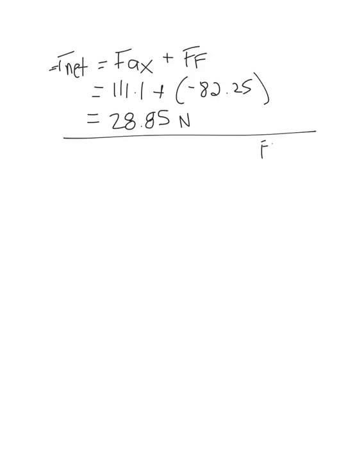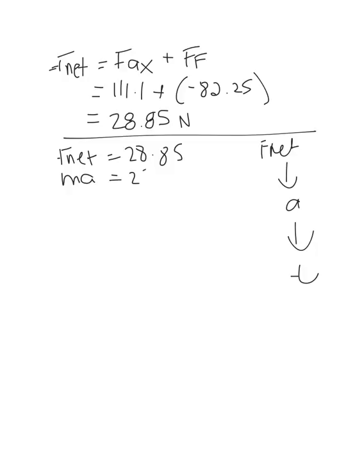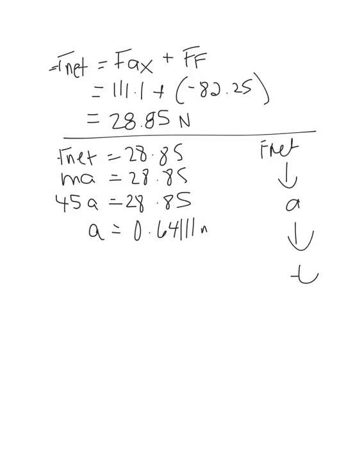Now that I have my F net, I can find my acceleration, and then I can find my time. My F net is equal to 28.85 newtons. F net is also equal to MA. So 28.85 divided by 45, my acceleration is 0.64111 meters per second squared going to the right. F net and A are always in the same direction. I'm not rounding yet because I'm not done the question.